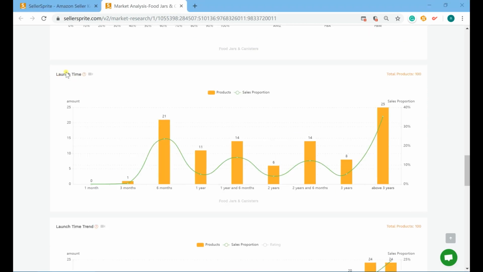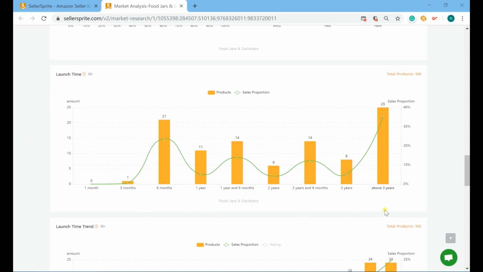Launch time. We can note through this chart. First, the launch time of these products ranges from 3 months to more than 3 years ago, and the products in each time range have sales volume. It's a large time span.